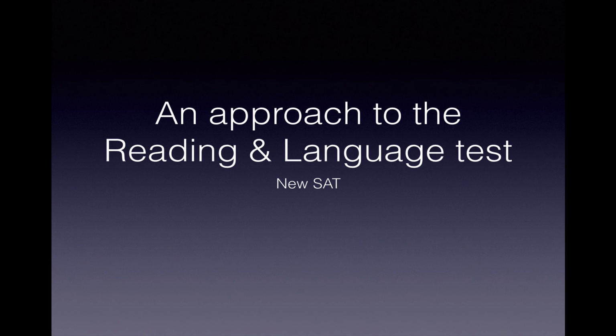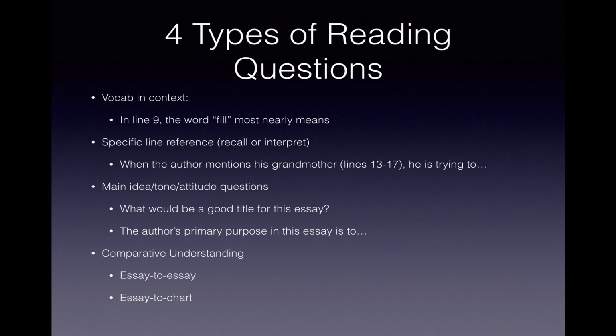So to this end, we're going to note that there are 4 different types of questions that you normally see in the reading section. Really briefly, these are vocab and context questions, specific line reference questions, meaning that the question itself refers to a line or set of lines particularly. Then there are the general questions about the passage, what we consider to be main idea or tone or attitude or big picture questions. And then in certain cases, there are what are called comparative understanding questions, where you have a pair of essays that you're reading at the same time, or you have an essay that's paired with some kind of visual like a chart or a diagram or a map.